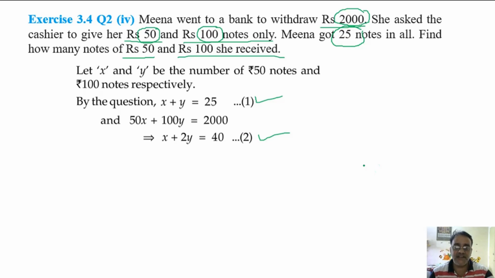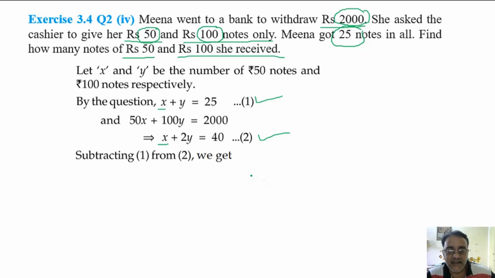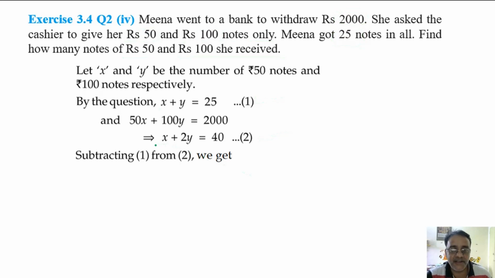Now any coefficient is same? Yes, sir. x sign is also same. So we'll subtract. So subtracting 1 from 2. So subtraction में ध्यान से देखो, 1 from 2 है तो यहाँ का साइन चेंज होगा, minus, minus, minus. So this x will be cancelled and we'll get y is equals to 40 minus 25. How much? 15.